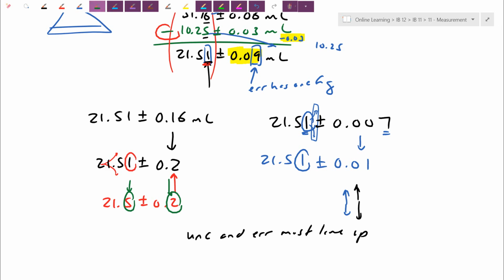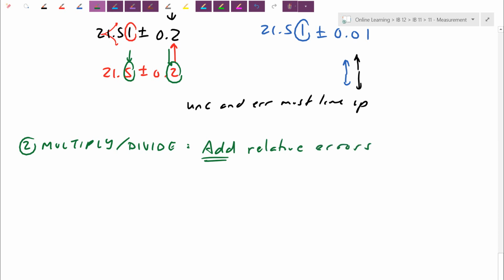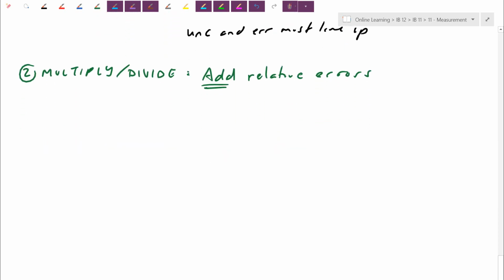Second rule here: the second operation is multiply and divide. So that's some other common operations we can do to numbers here. When you multiply and divide, again, errors are going to add. But because the numbers are going to get big really fast and get small really fast here, the types of errors we're going to add are actually the relative errors. Those are really the fractional errors, how bad the plus or minus was on each measurement here.